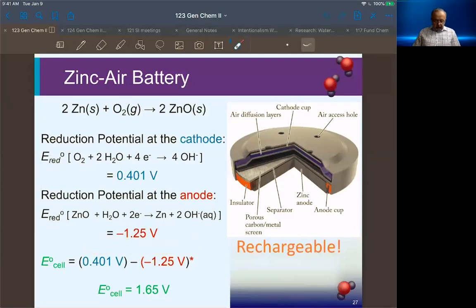So to be able to see which one it is, you look at the one with the smallest value, and in this case it is negative 1.25. That is going to be, rather than a reduction like it's written here, going this way, an oxidation. So this is going to be a reduction, and this one is going to be the oxidation. And that means that the reaction is not happening the way that is indicated in the reduction, but it's going to happen the opposite way.